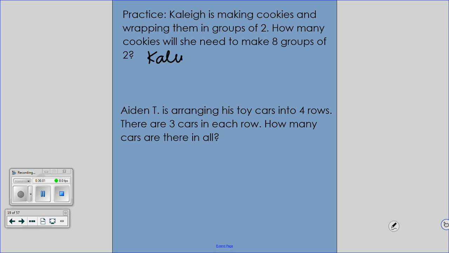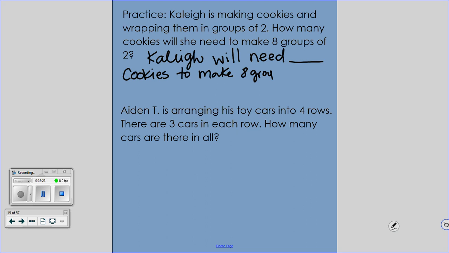Haley, you're writing, I'm writing. Haley will need blank cookies to make 8 groups of 2. That's what she wants. She wants to make 8 groups of 2 cookies. Haley will need blank cookies.